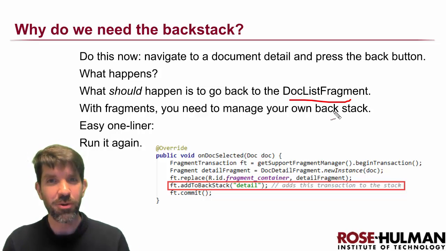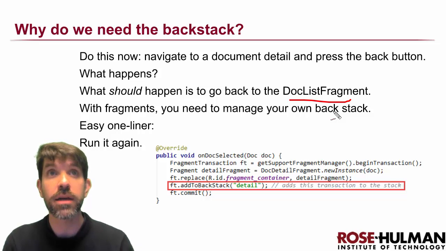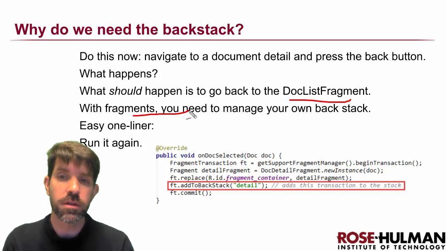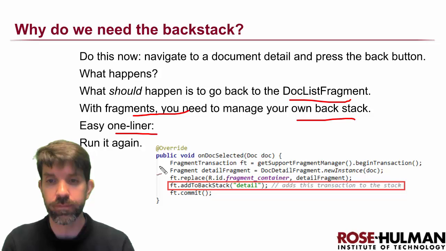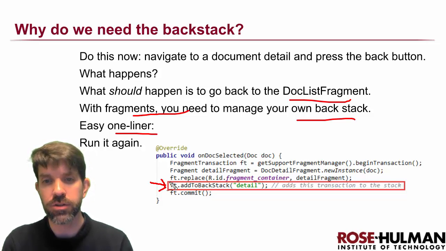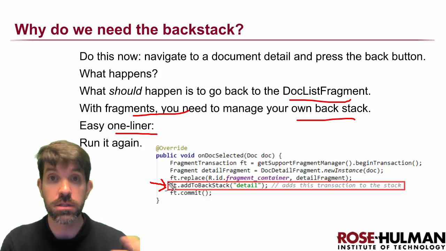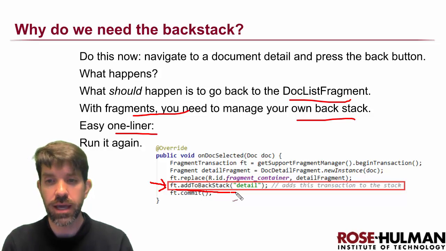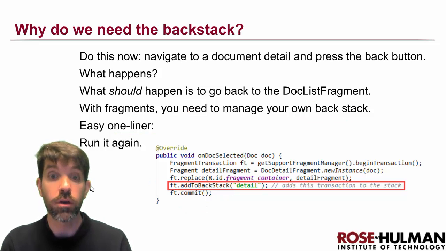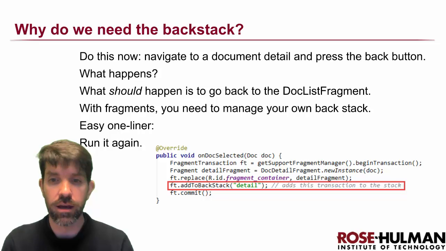Now with activities that would have happened automatically because the Backstack is managed for us. But with fragments, we need to do it ourselves. And it turns out that's pretty easy. You can add one line of code into your transaction. This is at the time that you're replacing, and I don't think it matters whether you do it before or after because it's all part of the same transaction. You're going to add to your Backstack, and you can give it some kind of a tag here so that this transaction gets added so that we can go back to it. So it's going to push it onto the stack for us.